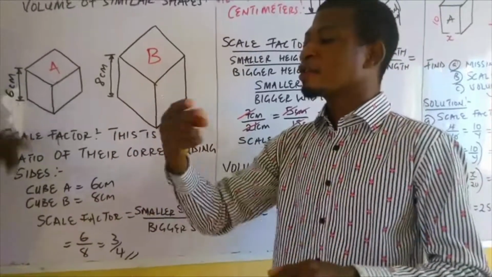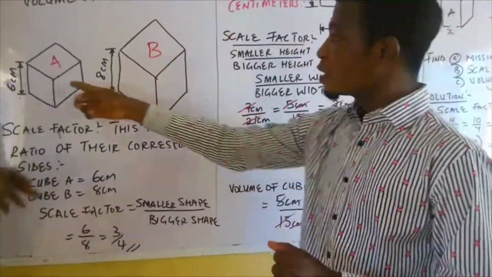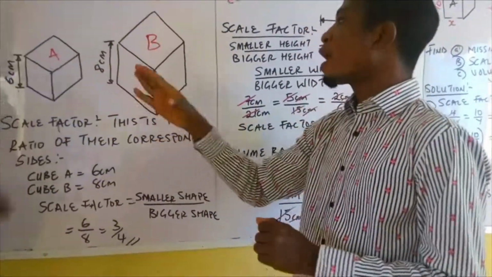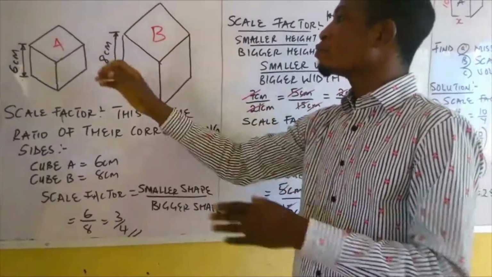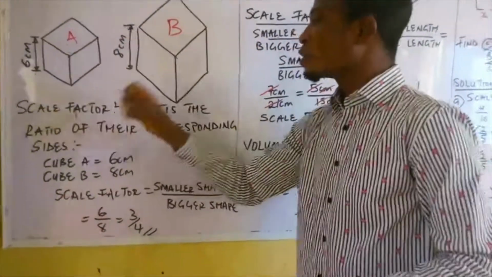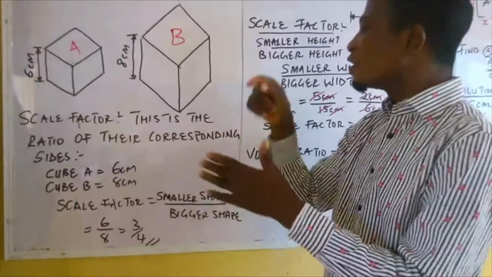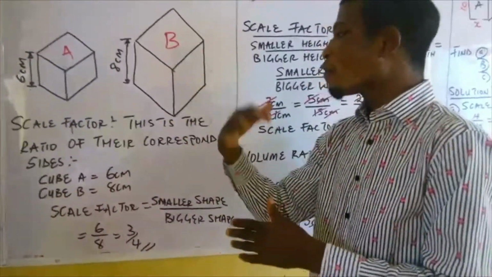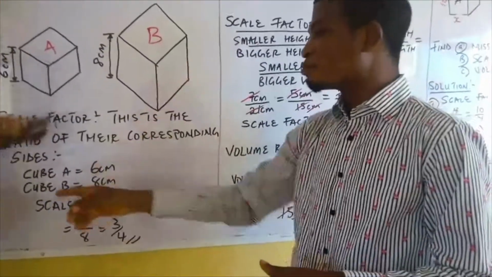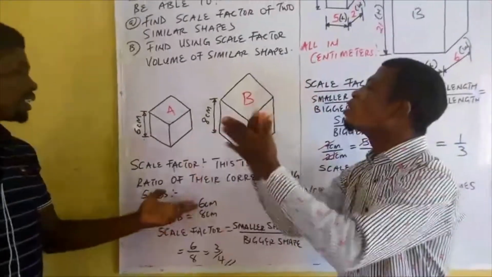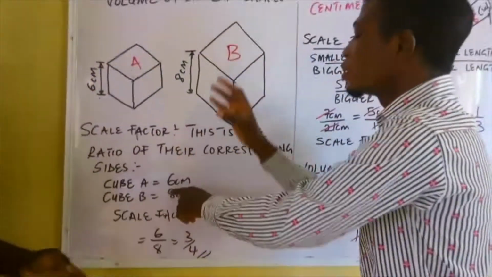Now you can see the shape. This is a cube, and a bigger cube: cube A and cube B. Scale factor is the ratio of their corresponding sizes. Since this is a cube, it simply means all the sides are equal. So cube A is 6 centimeters and cube B is 8 centimeters.